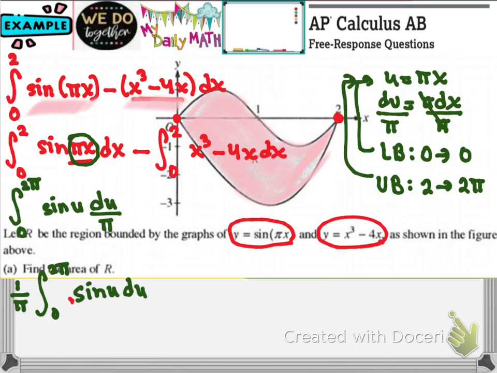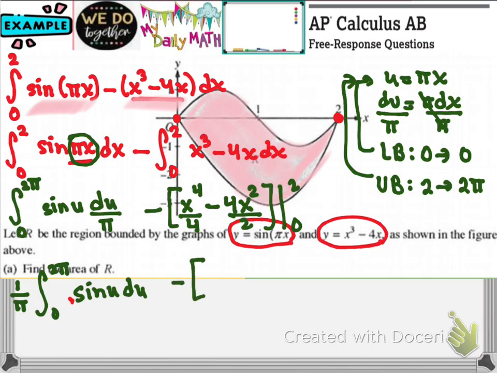Now let me have the second one catch up to my first one, because this I know how to integrate now. If I'm going to integrate the second one, that will just be x to the fourth over 4, minus 4x squared over 2, from 0 to 2. I kept the old boundaries because I did not use u substitution in the second group. So let me simplify that over here: x to the fourth over 4 minus 2x squared from 0 to 2. Okay, I'm going to write this in a clear space.